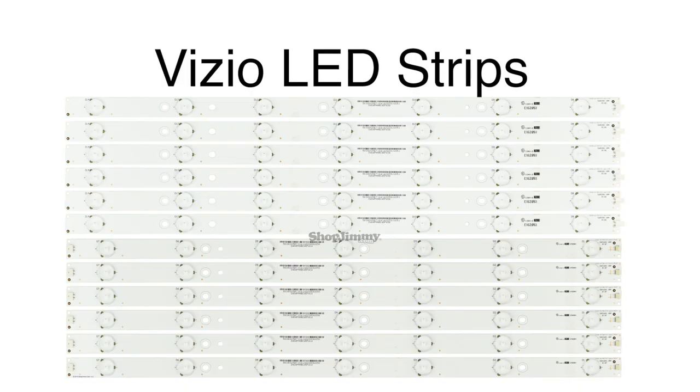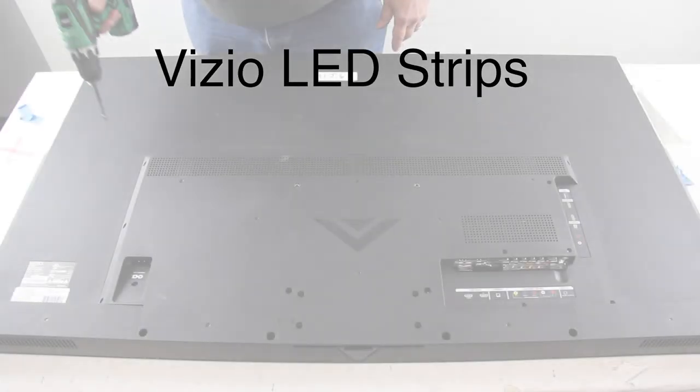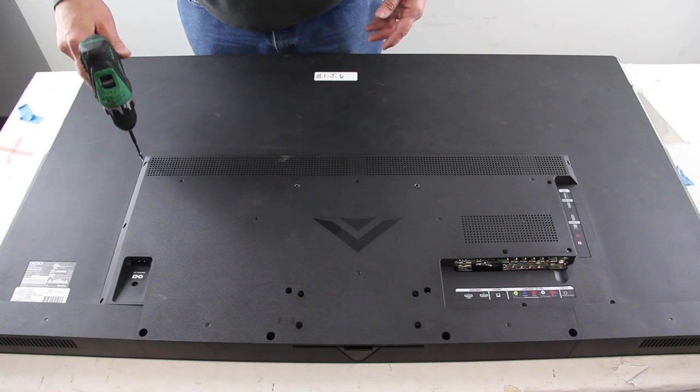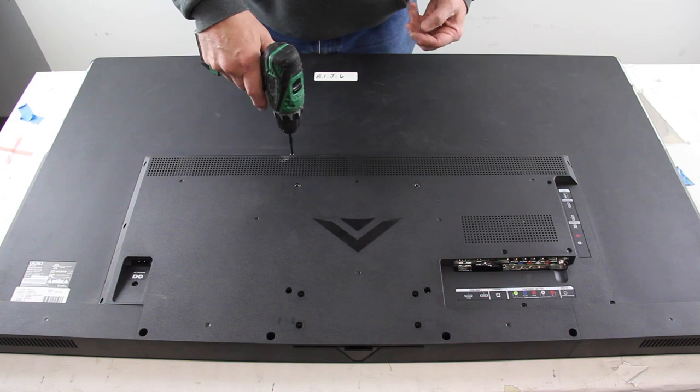In this video, we will show how to replace the LED strips in this Vizio TV. It is recommended to take pictures during the repair process to use as a reference point. Be sure your TV is unplugged. Remove the screws and the back cover off the TV.